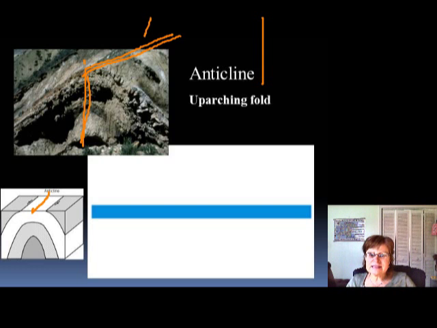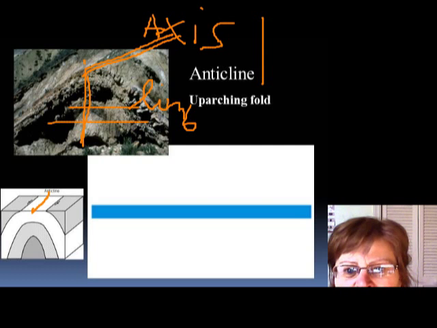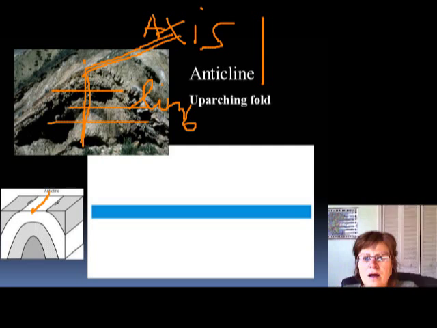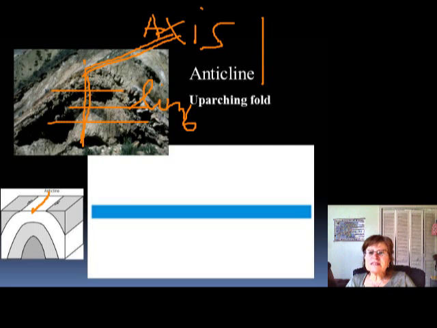So that's the axis. And this here is the limb. Now, if you try to fold it back, you can see that the original layers right here were like that. So you can tell that the oldest layer is in the middle. So that's the oldest, 1, 2, 3, and then 4. So the oldest layer is going to be in the middle of the anticline.